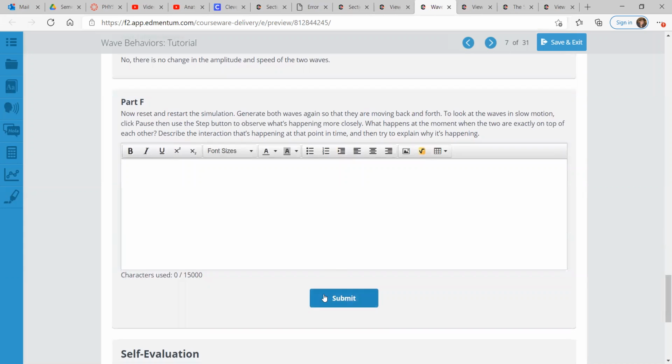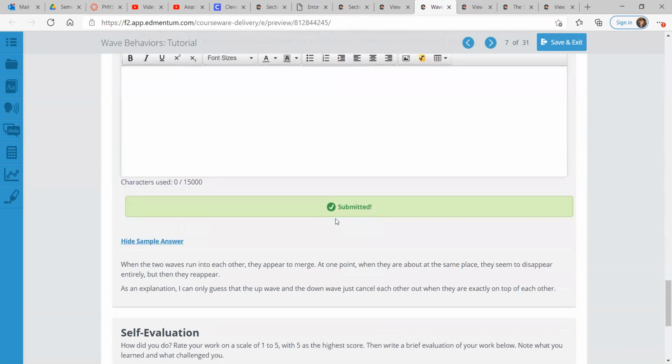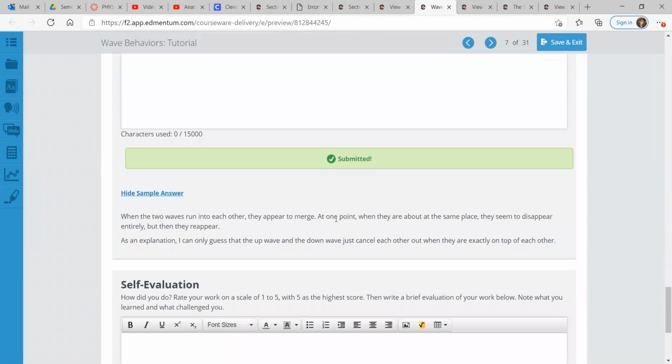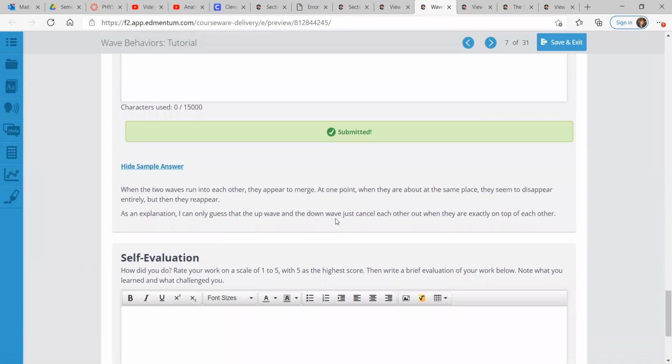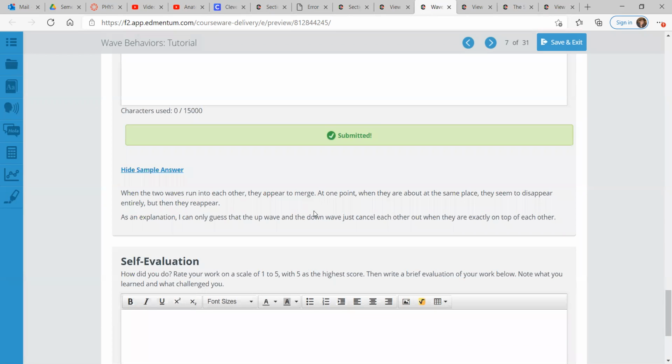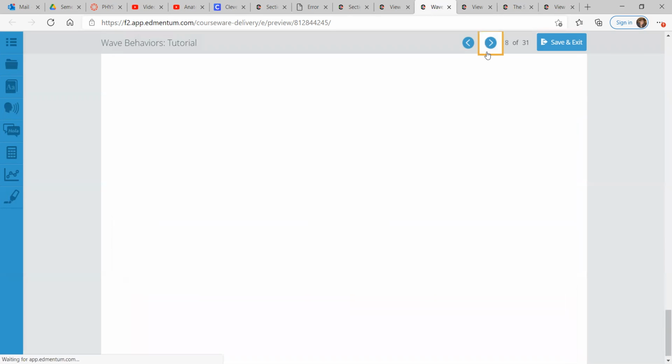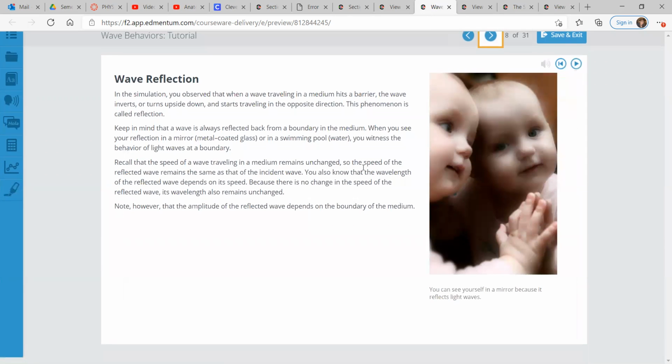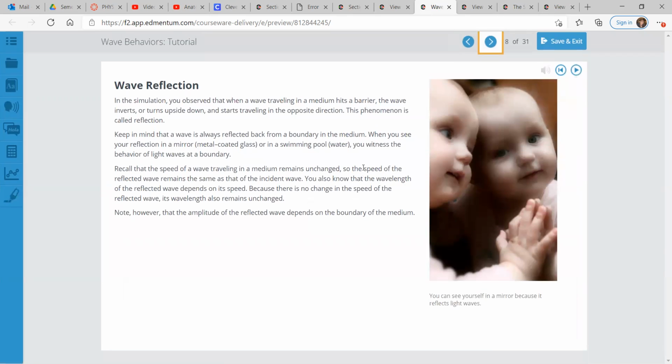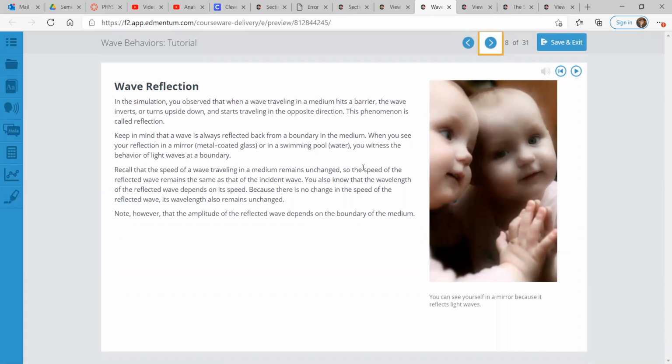Anyway, when the two waves run into each other, they appear to merge at one point. When they are about at the same place, they seem to disappear entirely, but then they reappear. They must cancel each other out in some way. So we're going to look at behaviors like that. Wave reflection.